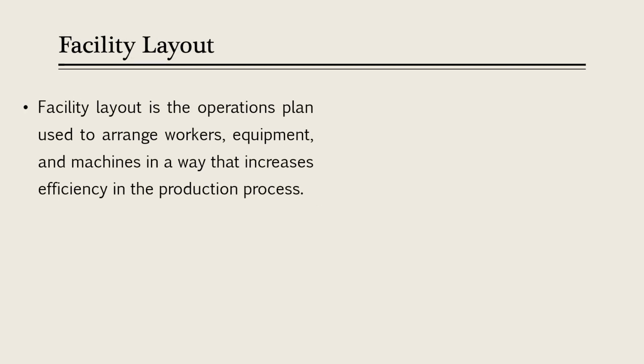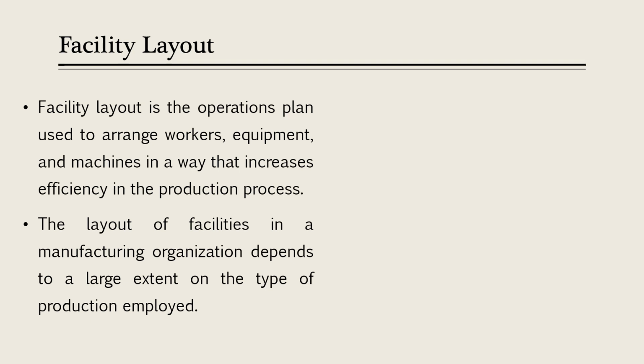Facility layout is the operations plan which is used to arrange workers, equipment, and machines in a way that increases efficiency in the production process. The layout of facilities in a manufacturing organization depends to a large extent on the type of production employed.